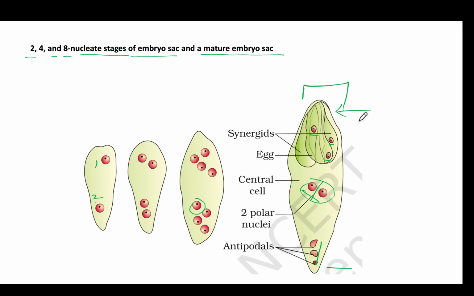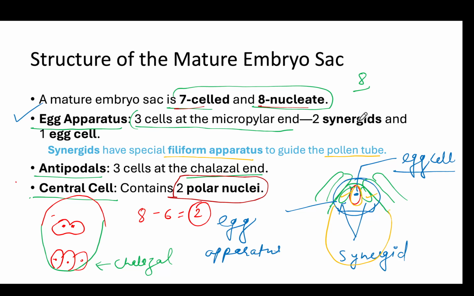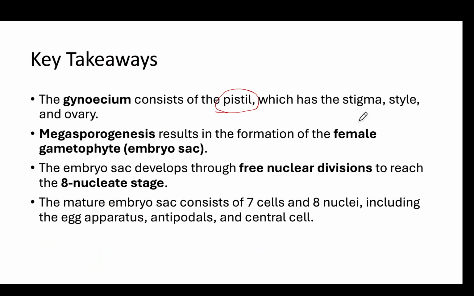2 nuclei remain as they are at the center, and we call it the central cell. In the central cell, there are 2 nuclei. So total how many nuclei? 8 nuclei, but the number of cells is 7. So we can say a mature embryo sac contains 8 nuclei, but the number of cells is 7. Clear? So that's all about the structure.